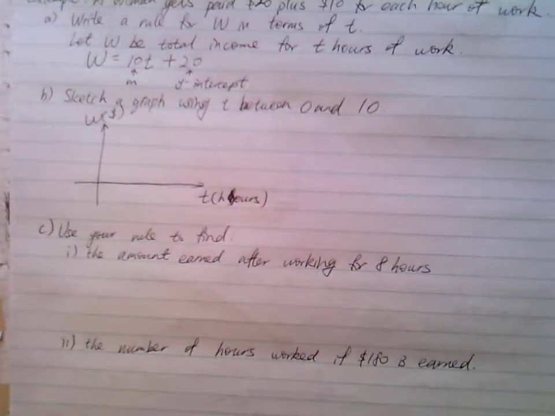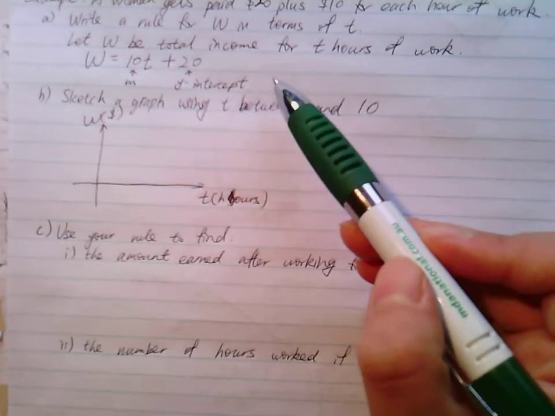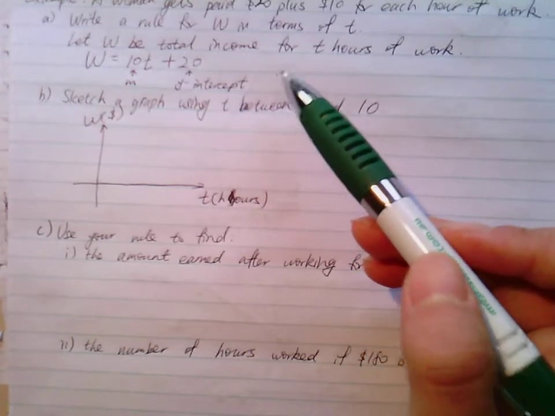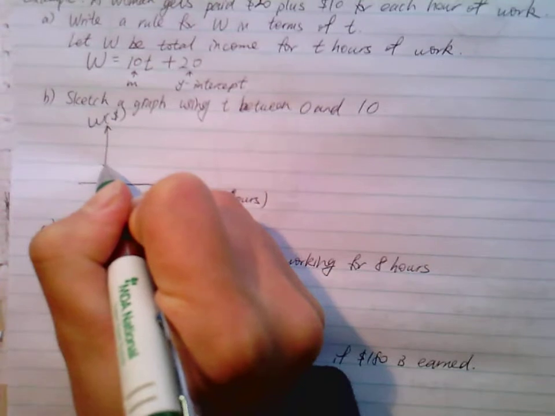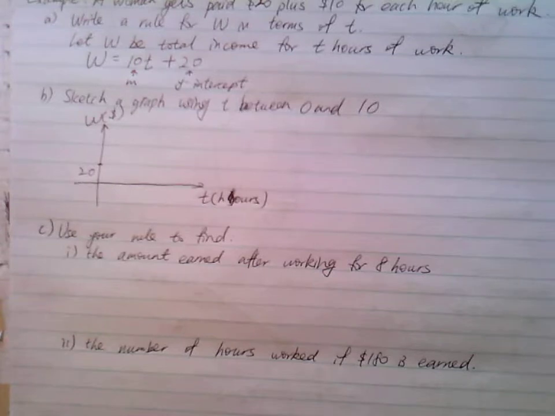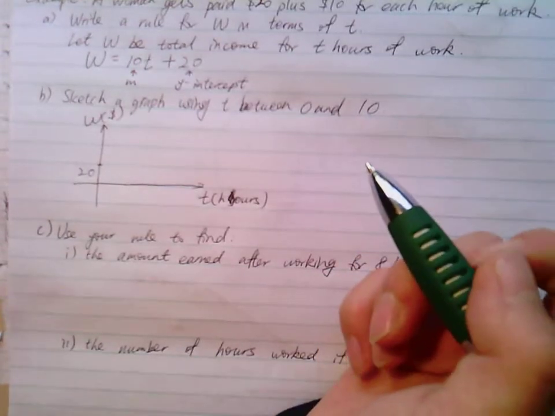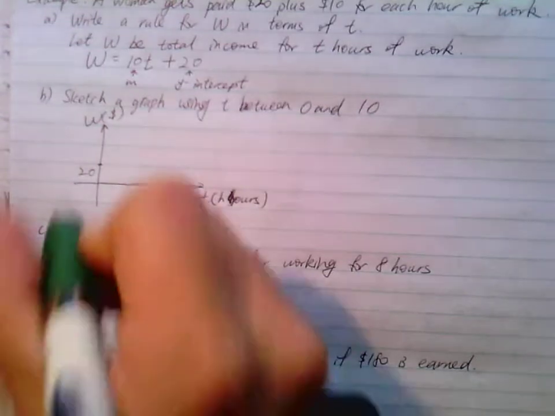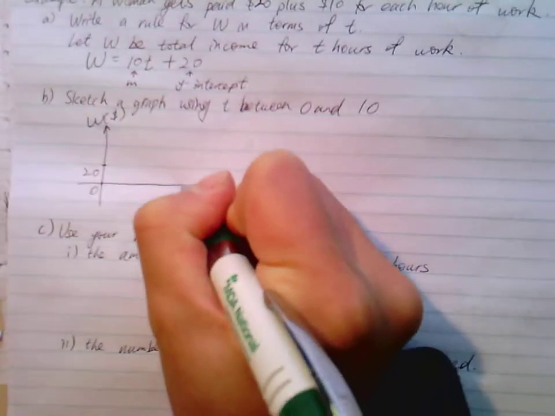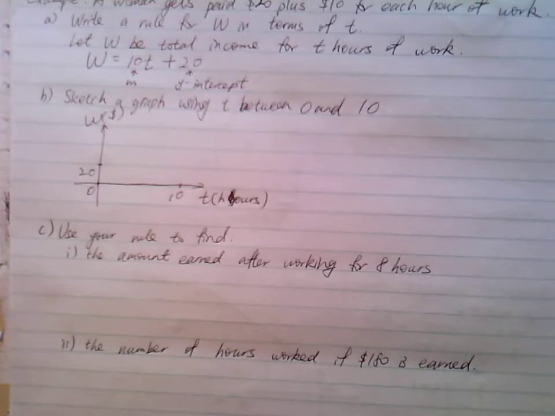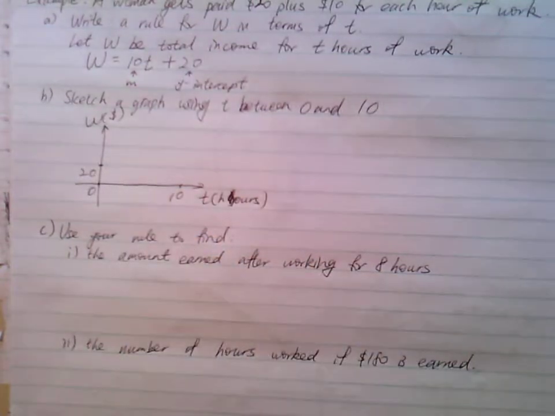Alright, so we know from a previous section that 20 is our y-intercept. 20 is where we start, so her base salary is 20. So we start at 20. Yep. And then, how do we sketch a line? So we want to start at 0 hours and we want to finish at 10 hours. We need 2 points to sketch a line, right? So we've got 1 point here, we've got the y-intercept. How do we find the other point?